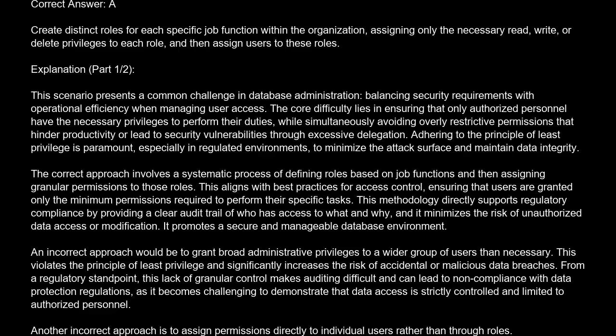An incorrect approach would be to grant broad administrative privileges to a wider group of users than necessary. This violates the principle of least privilege and significantly increases the risk of accidental or malicious data breaches. From a regulatory standpoint, this lack of granular control makes auditing difficult and can lead to non-compliance with data protection regulations, as it becomes challenging to demonstrate that data access is strictly controlled and limited to authorized personnel.